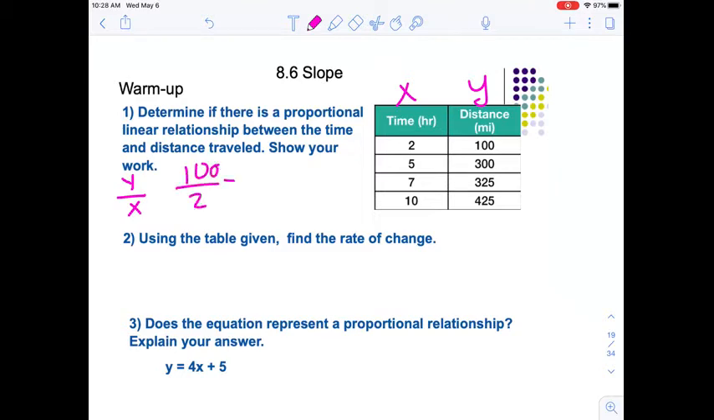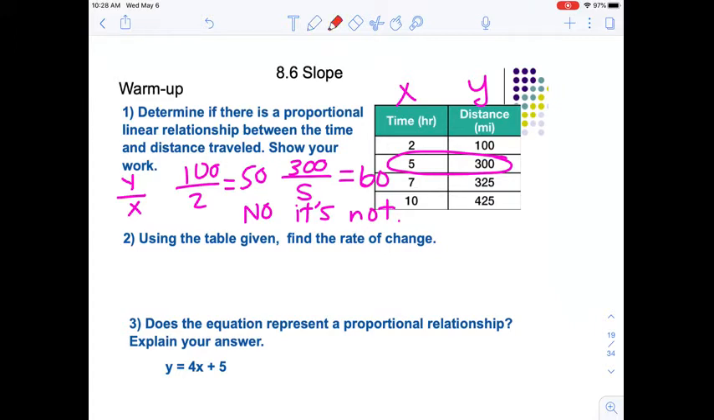If time is our x, distance is our y, if we take 100 over 2, that leaves us with 50. And then if I take the next one, 300 over 5, well, 300 divided by 5 is 60. Well, those ratios are not the same, so no, it's not proportional.